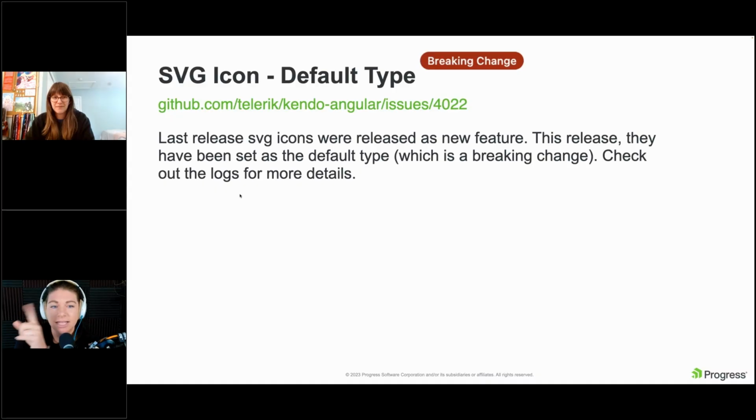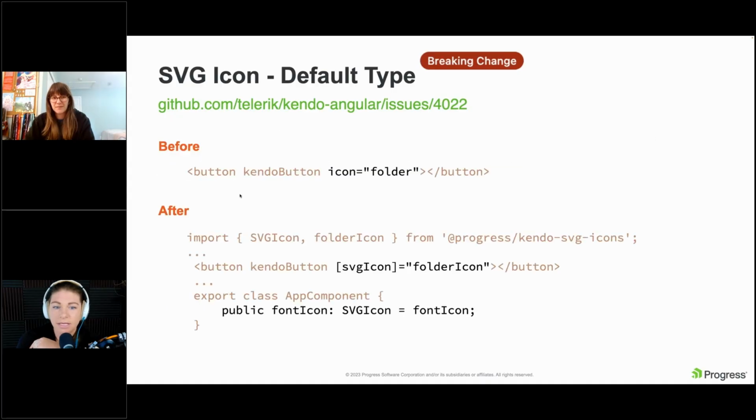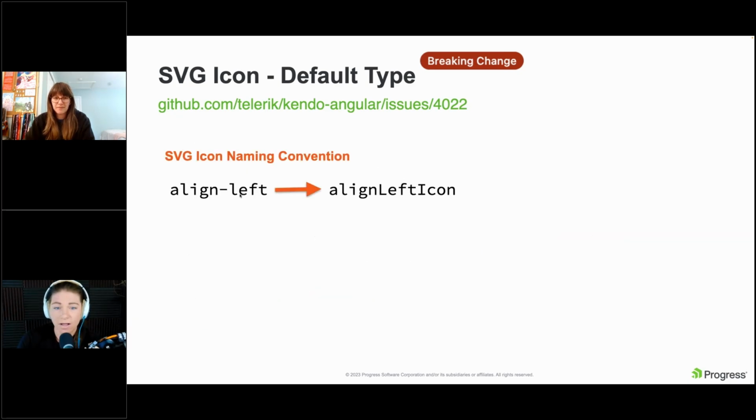I actually linked to that little GitHub issue 4022. So before, where it was button, Kendo button. Now it is button, Kendo icon equals folder. Now it's SVG icon equals folder icon. And I think I showed the docs talk about this. I think that issue talks about it, but the naming convention changed as well.